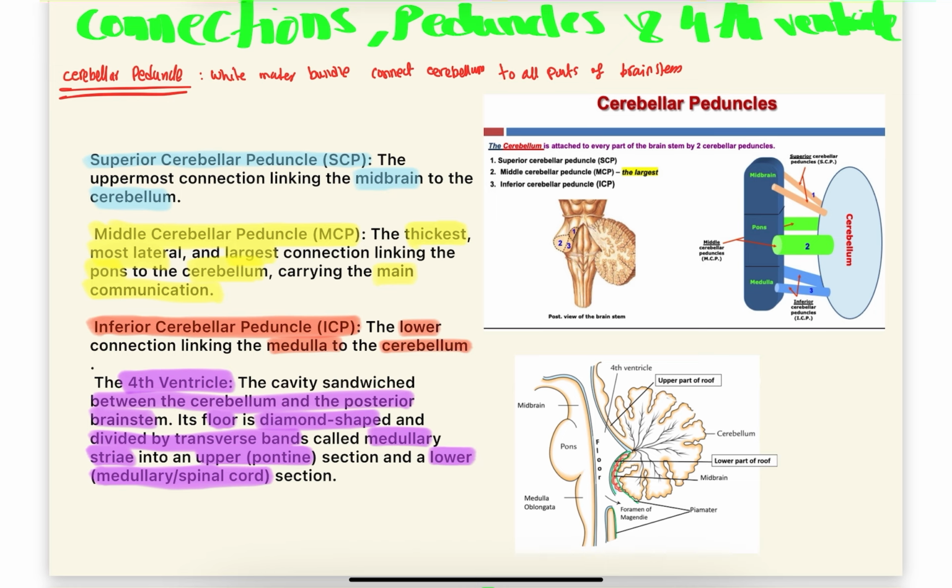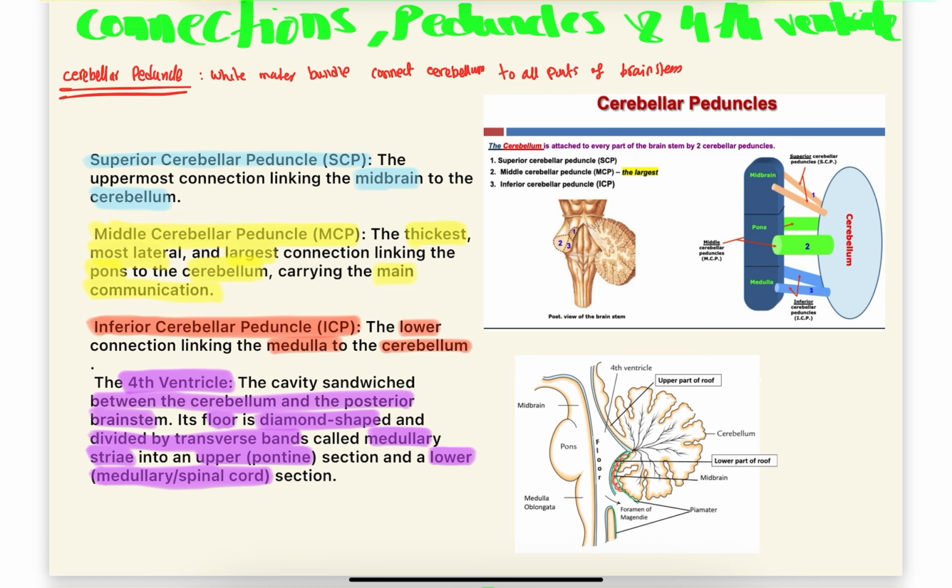And then I have here the thickest one, the middle cerebellar peduncle. It's basically thickest and it's also most lateral and the largest. It makes sense from the picture here. And it connects cerebellum to the pons. And since it's the thickest, the largest, we think of it as the main communication. Now, the inferior cerebellar peduncle here, it's the lowest one, as we can see here, and it connects the cerebellum with the medulla, which is the lowest part of the brainstem.